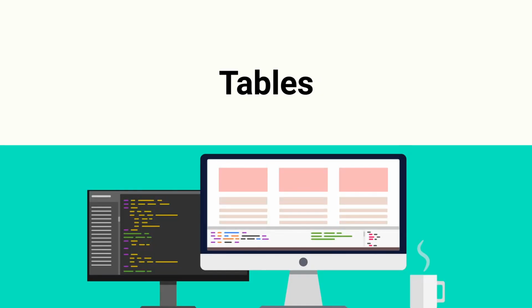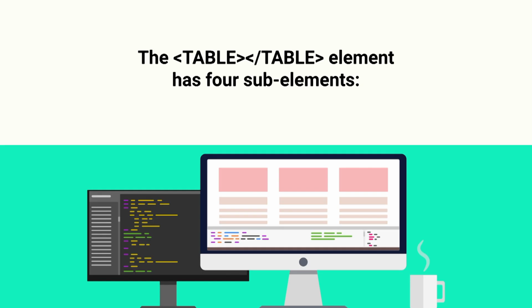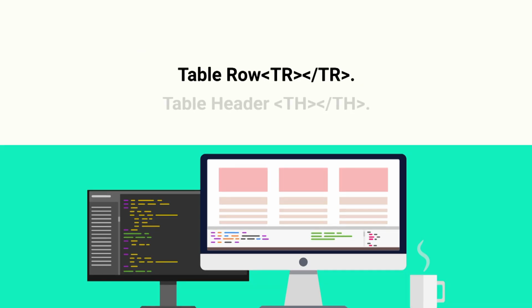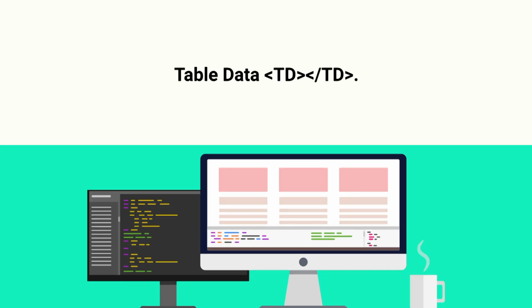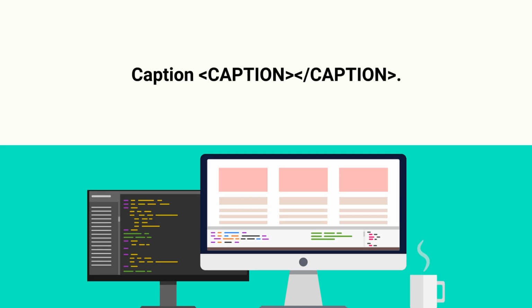The syntax for the table is table and end table. In between, it has 4 sub-elements: TR, then TH is the header, TD is the table data, then caption, which provides information about what values need to be displayed.